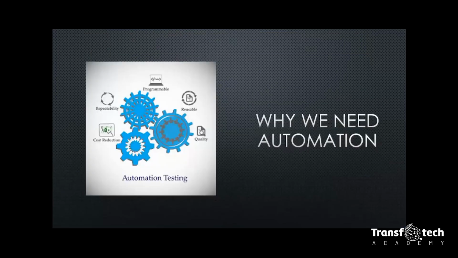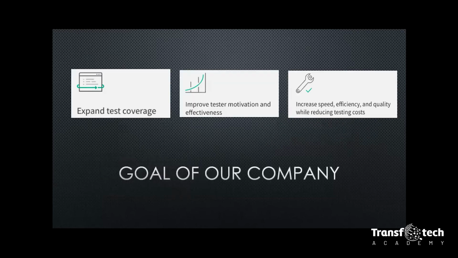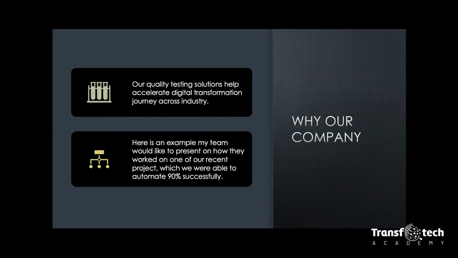Now let us all understand why automation testing. It's efficient, reusable, reliable, improves accuracy, saves time and money, reduces human-generated errors, and also supports the execution of repeated test cases. As a key player in software testing, our goal is to expand test coverage, increase speed, efficiency, and quality while reducing testing costs. So now, why U2 Solutions? Our quality testing solutions help accelerate the digital transformation journey across industries.